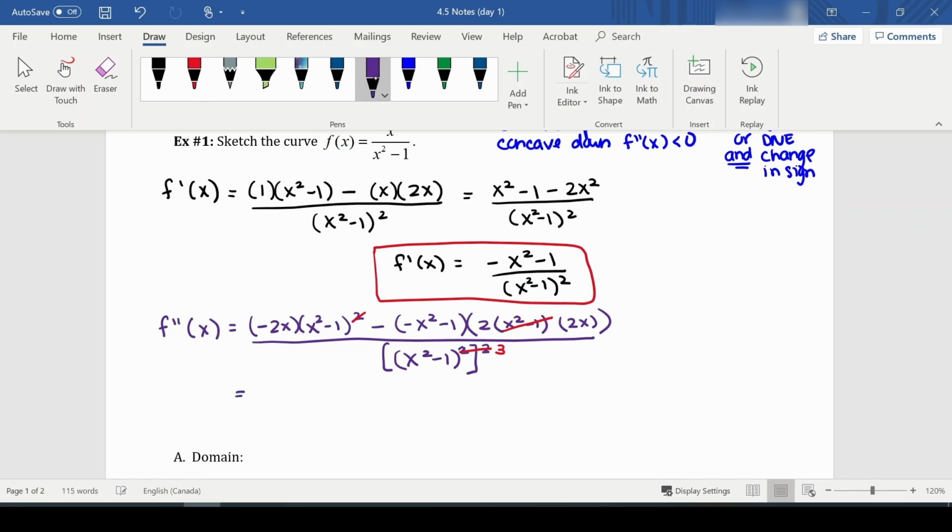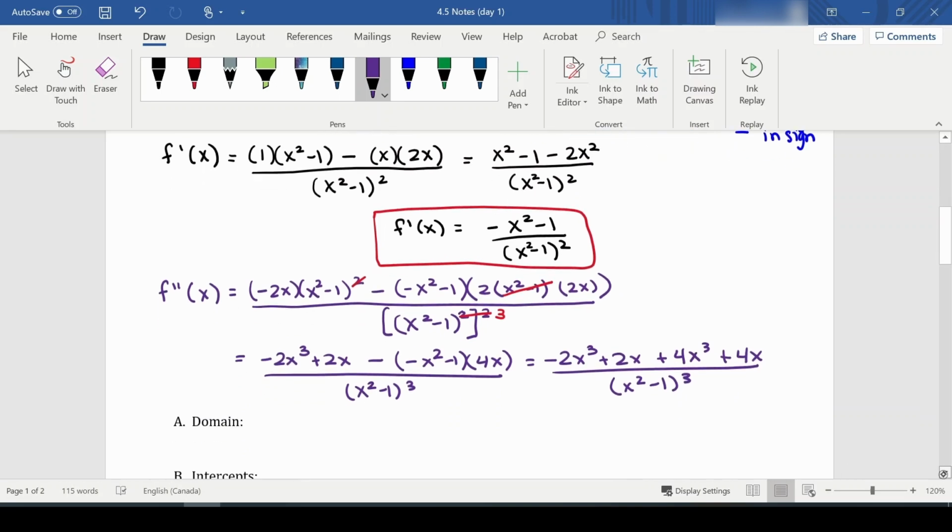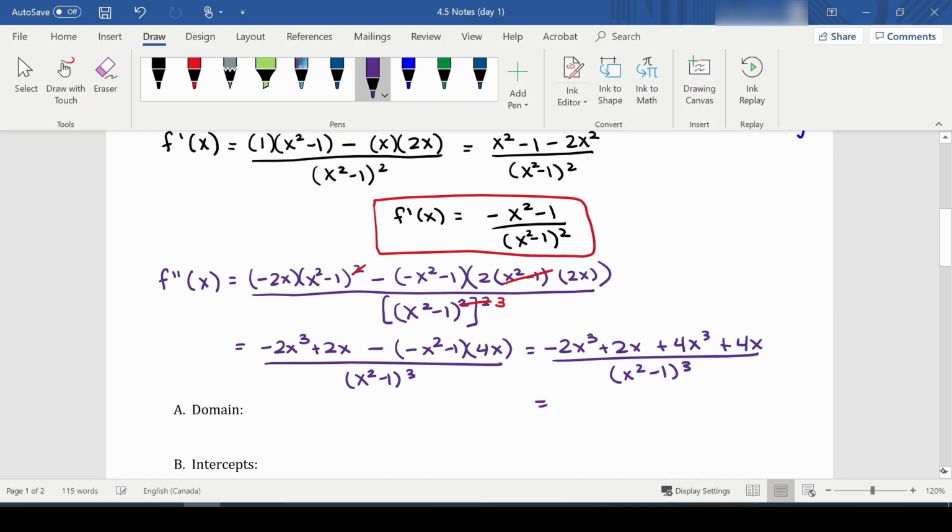Now on the top, the left term, I get negative 2x cubed plus 2x minus negative x squared minus 1 to the 4x, all over x squared minus 1 cubed. This gives us negative 2x cubed plus 2x plus 4x cubed plus 4x, all over x squared minus 1 cubed. And this will give us 2x cubed plus 6x all over x squared minus 1 cubed.